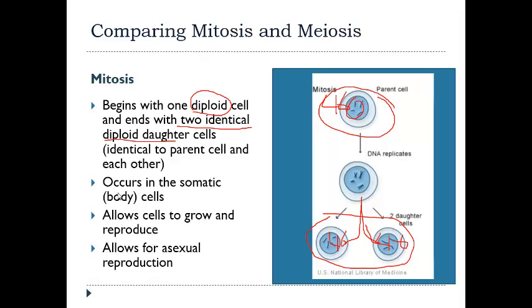It occurs in somatic cells. Somatic just means body cells such as liver, heart, skin, anything but the sex cells, any other cell. And this allows cells to grow and reproduce. So when your body needs to be repaired, or we need to add some new cells for growth, we use mitosis. And this allows for asexual reproduction, meaning exactly what this is, 46 chromosomes, and we're creating clones, and we're ending with 46 chromosomes, diploid to diploid. And this happens in the body cells of an organism.